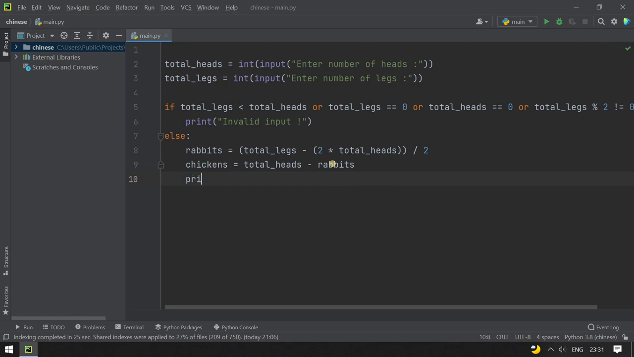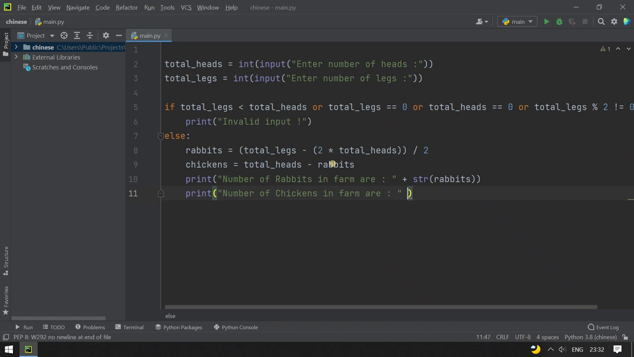So let's print this. Number of rabbits in farm are rabbit. Okay, so now let's print number of chickens in farm are chickens, and let's execute this program now.